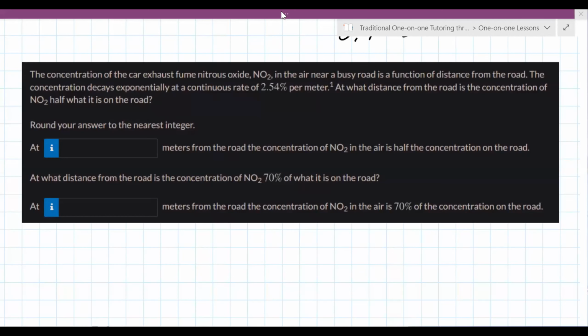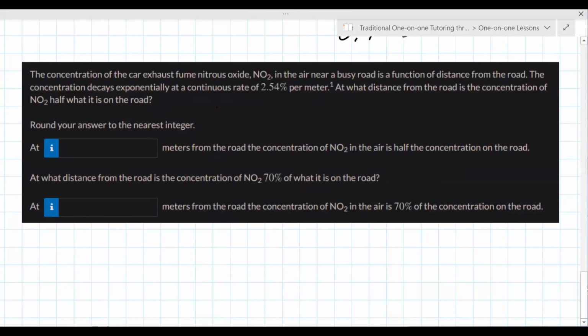Oops, didn't share yet. I'm going to do this in red just because of the black backdrop there. Okay, so it says the concentration decays exponentially at a continuous rate of 2.54. So it's that PERT, P e to the rt, and we'll just assume P is 100. If they don't give you P, 100 is reasonable because that means 100% is there at the beginning. And because it decays, the r or the k is negative.